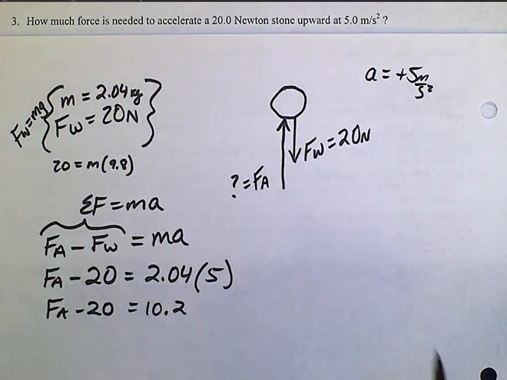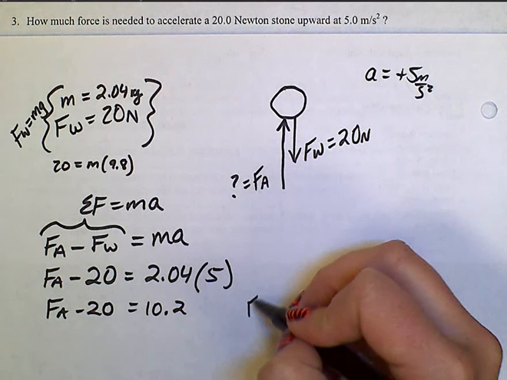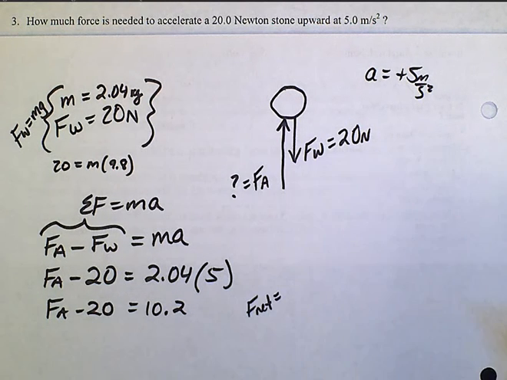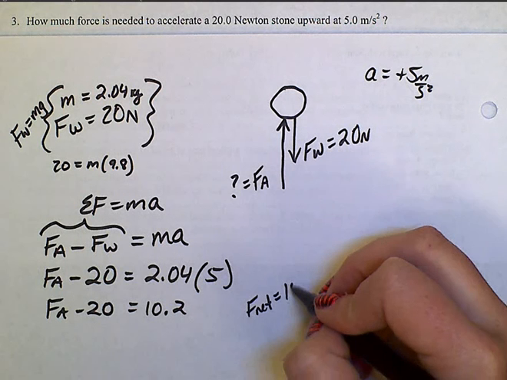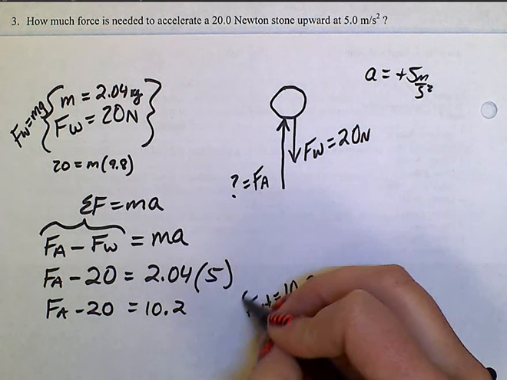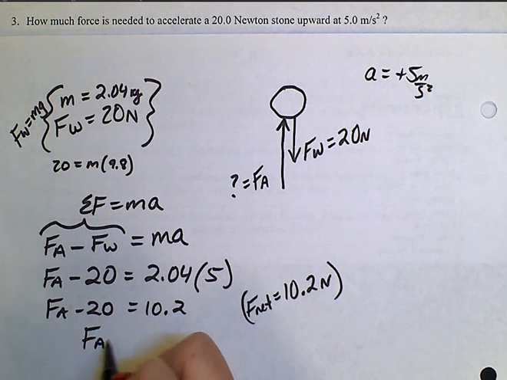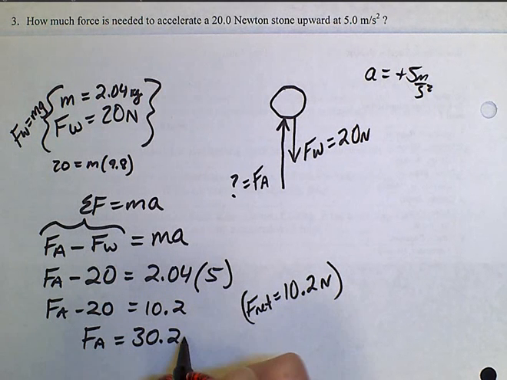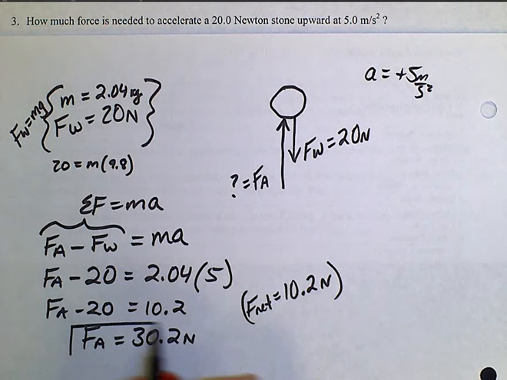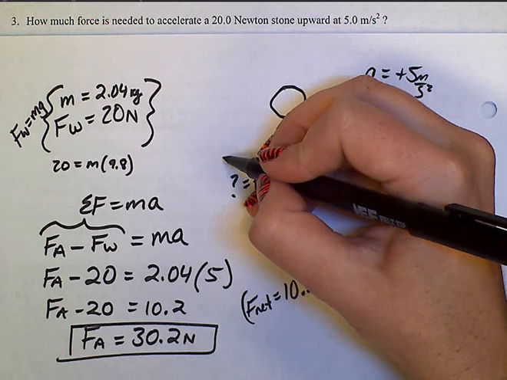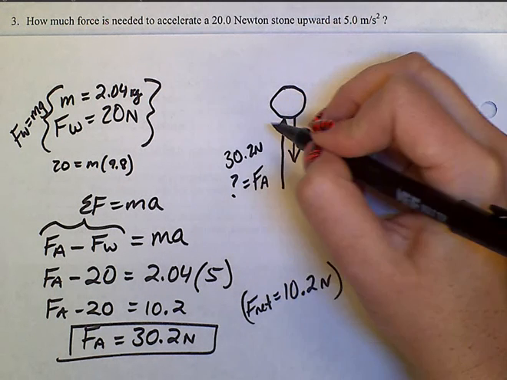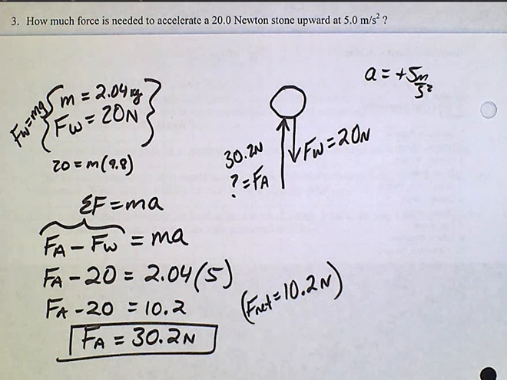If the question said what is the net force, remember the net force is equal to either half of this equation. So right here I would be able to tell you that the net force is 10.2. That's the unbalancedness that's going to cause this rock to accelerate at 5. And FA is equal to 30.2 newtons. See how if this is 30.2 newtons up and the 20 newtons down, the net force is that 10.2.